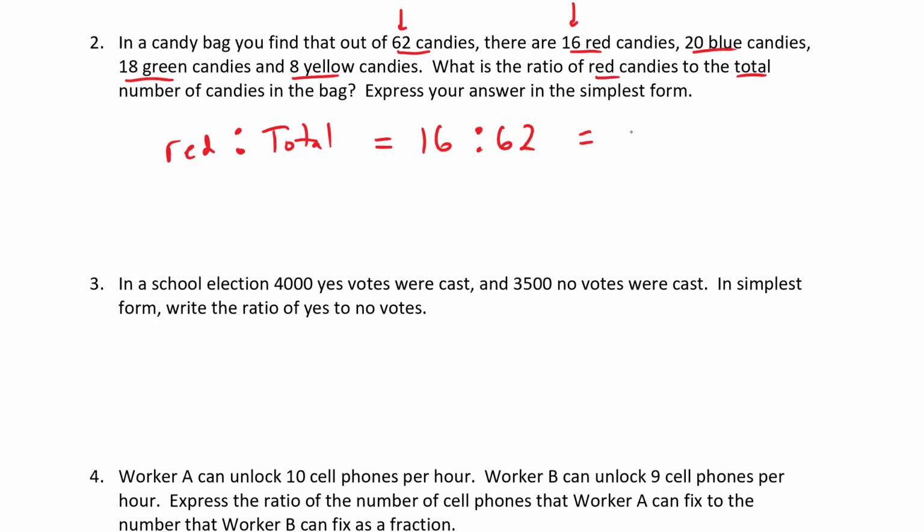I can take a 2 out of the top and bottom, 8 compared to 31, and we are done. So the ratio of red candies to total candies in the bag is 8 to 31. Notice I had to define the ratio of red candies to total candies is 8 to 31. I could have said the ratio of total candies to red candies is 31 to 8. Both those statements are true, but the ratios are different. Again, make sure you define which is which.